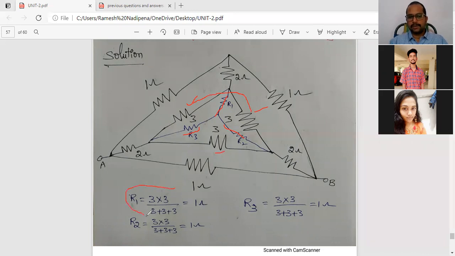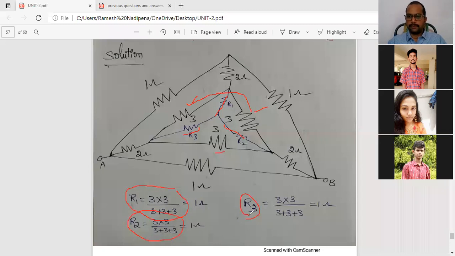R1 equals 3 into 3 by this sum, and the same for the others. Here the resistors are similar, or else you can apply delta equals 3 times star connected elements. That is also correct. So this is step number 1. R1, R2, R3 values are 1 ohm, 1 ohm, 1 ohm.